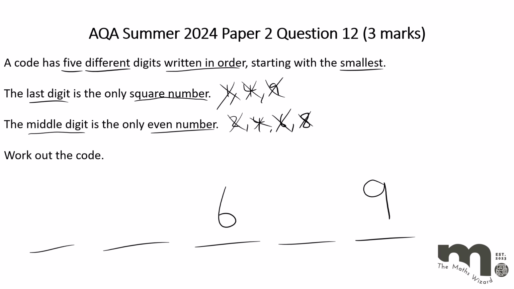So the only odd number between 6 and 9 is 7, so that can go there. Then we'll have 5 just before the 6, and then we have to have 3 there just before the 5. So that's the fully correct mark there.